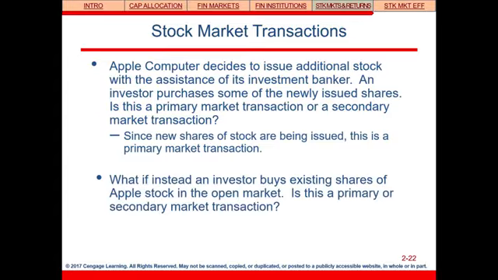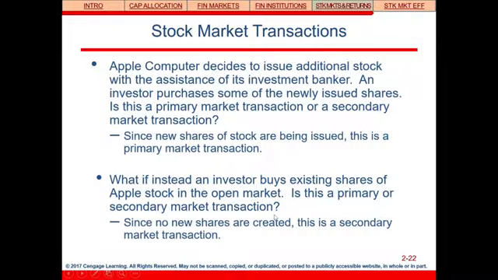But what if instead an investor buys existing shares of Apple stock in the open market? In this case, there are no new shares being issued, right? It's existing shares. So is this a primary or secondary market transaction? Clearly, in this case, it's a secondary market transaction because no new shares are created.